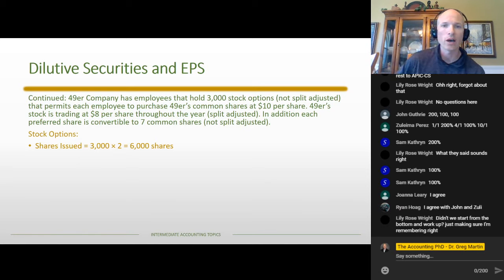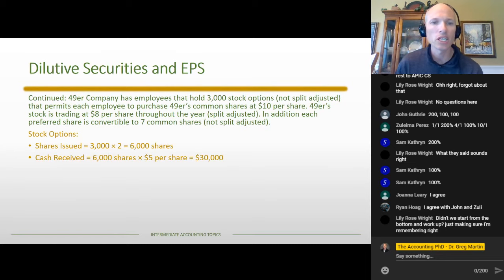So it's the 3,000 that were part of the original contract, but we have to multiply it by 2 in order to split adjust the options. And so 6,000 shares are going to be issued. The cash that they receive, again, is split adjusting the exercise price. And so 6,000 shares times $5 per share means that the company would receive $30,000 cash if those stock options were exercised.